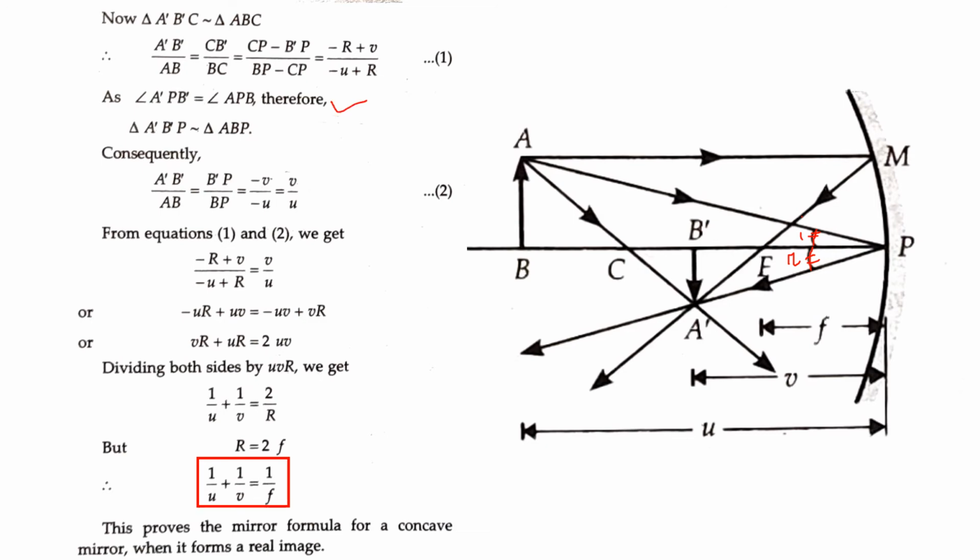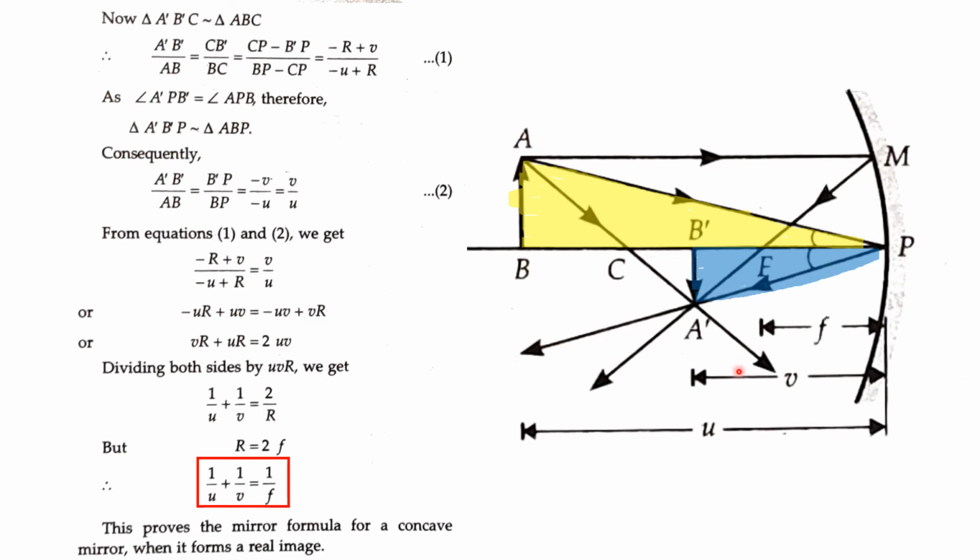If these two angles are equal, therefore I can also show that triangle A dash P B dash is similar to your triangle APB. This yellow and the blue triangle are similar.